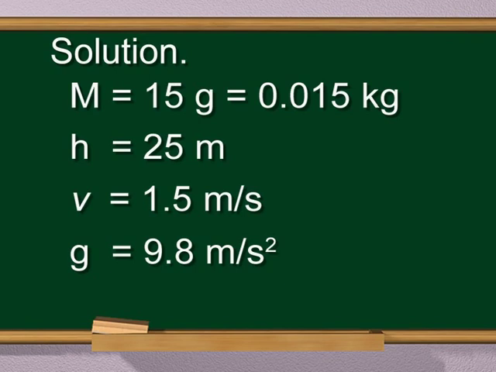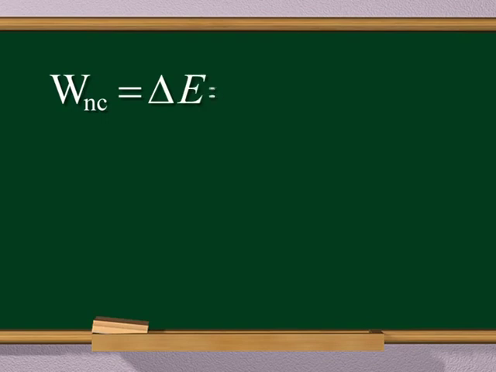Here, for finding the net non-conservative work done on the leaf, first we have to find the initial mechanical energy EI and the final mechanical energy EF. After finding these energies, we have to find the net non-conservative work done on the leaf by using the formula non-conservative work WNC equal to delta E equal to EF minus EI.